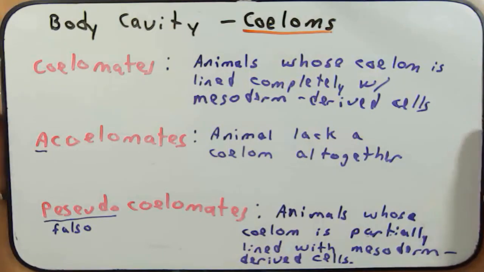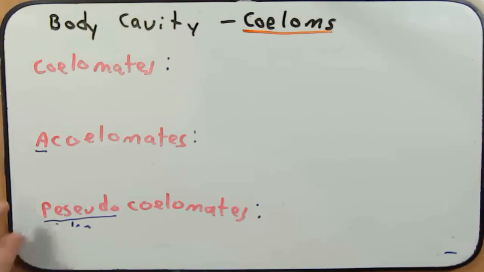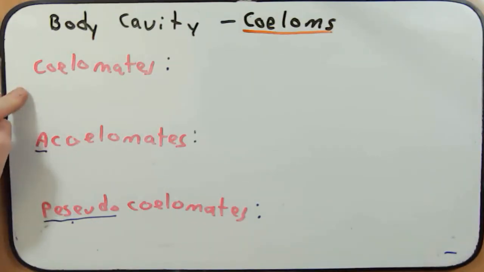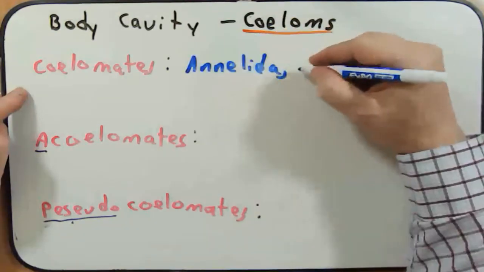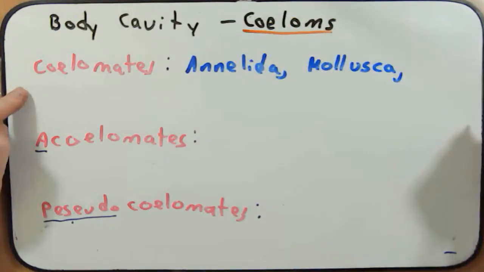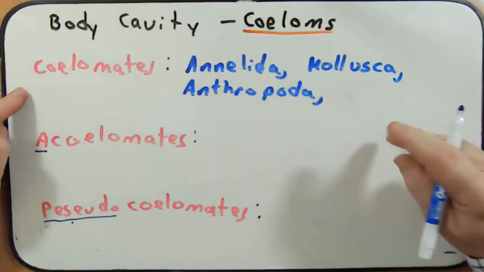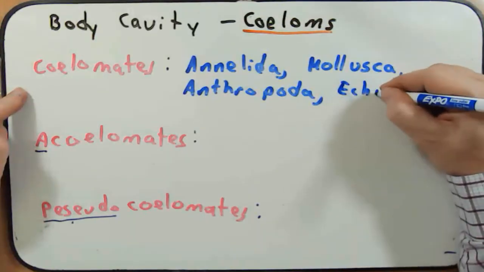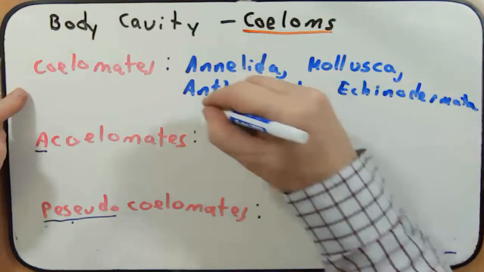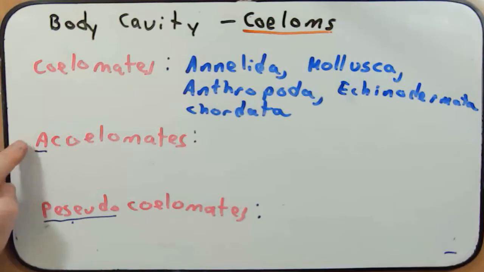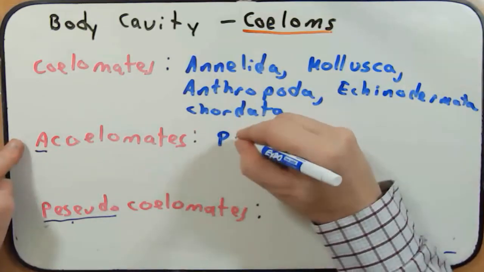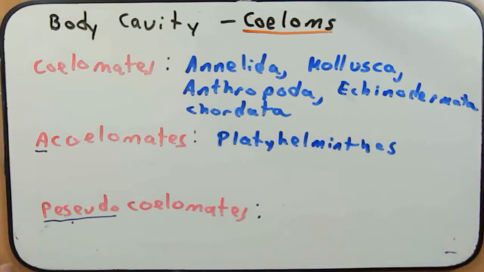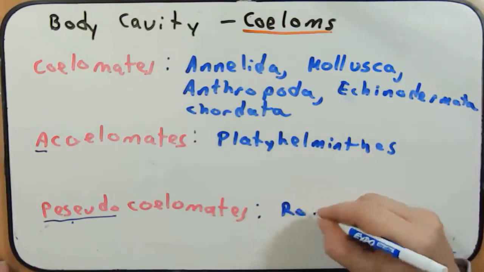So you should be familiar with these three definitions. So what kinds of animals are coelomates, acoelomates, and pseudocoelomates? Coelomates are the following: Annelida, Mollusca, Arthropoda, Echinodermata, and Chordata. The acoelomates only include the Platyhelminthes. Pseudocoelomates are Rotifera and Nematoda.